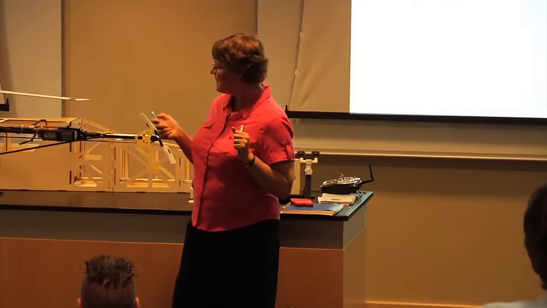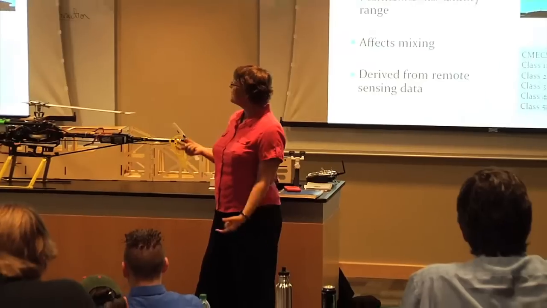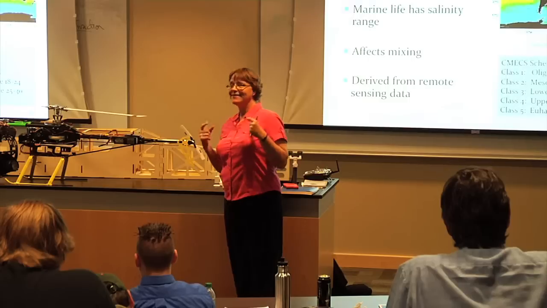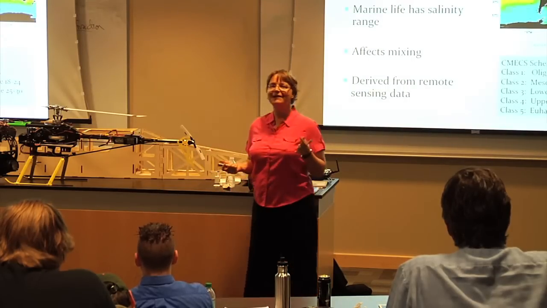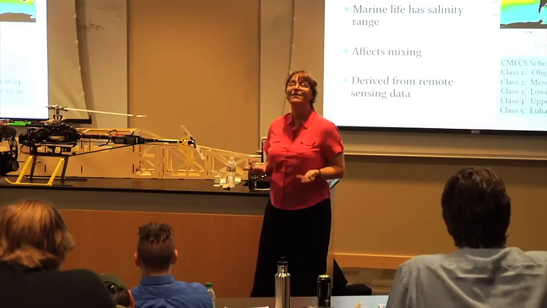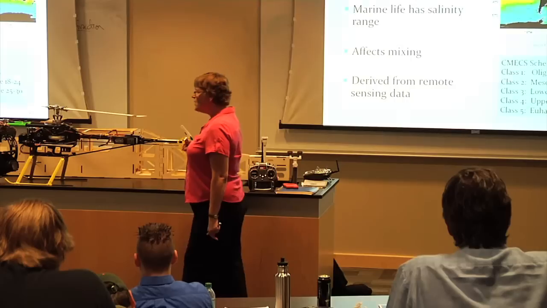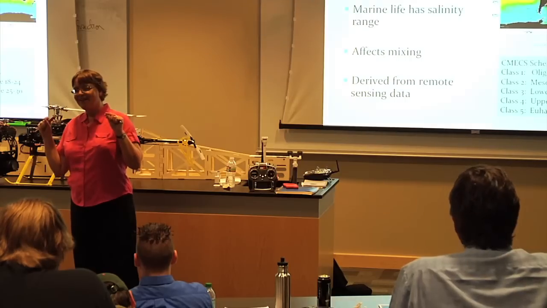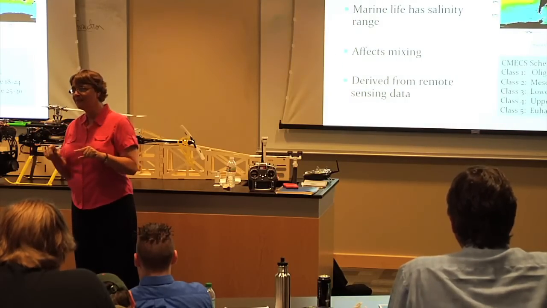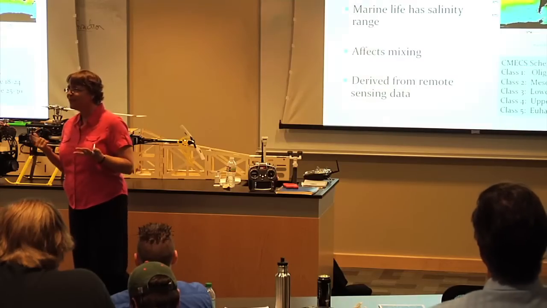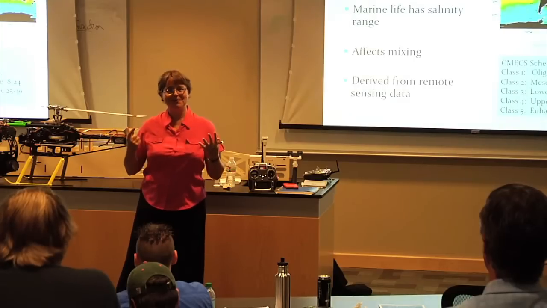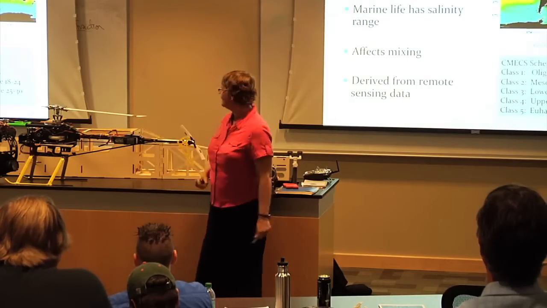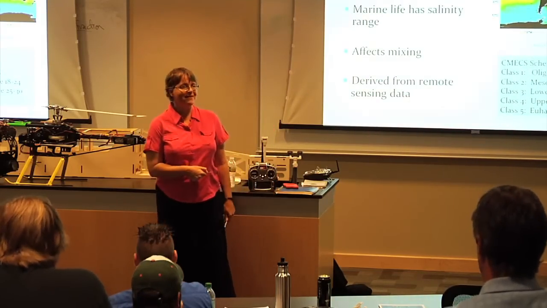The next one is the sea surface salinity. Now, the sea surface salinity is grams of salt per 1,000 grams of seawater. And marine life also has a salinity range that it can live in. It's not going to live in too saline water, and different species require different salinities. This is also important because it affects the mixing of the seawater layers. Mixing is important because some layers are going to be rich in nutrients, and we want to know whether or not those nutrients are going to be able to move between the water layers. And different salinities do not mix well. This is also derived from remote sensing data.